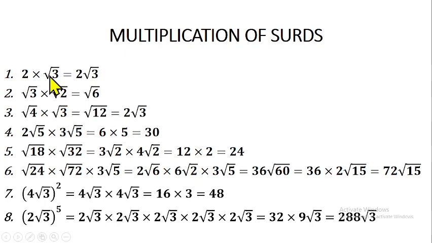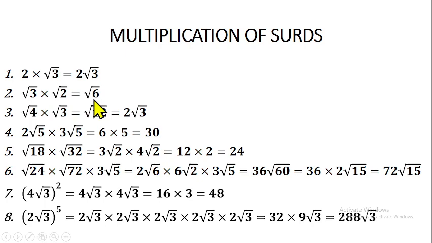Then can we multiply root 3 times root 2? You can see that they are not the same surd, they are different surds. Can we multiply them? Yes, according to the law of multiplication of surds. So we can multiply like surds and we can multiply unlike surds. So root 3 times root 2 gives us root 6, because 3 times 2 gives us 6 here.